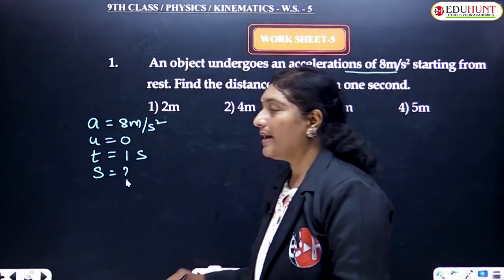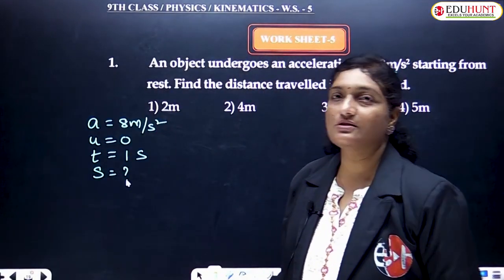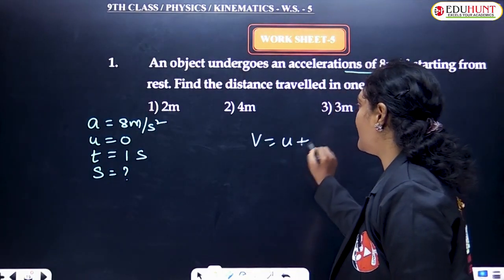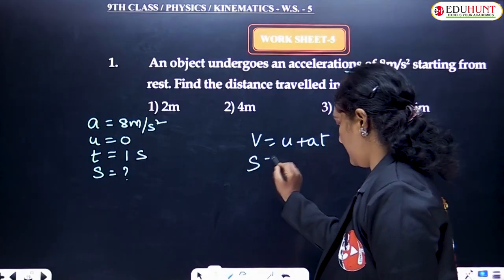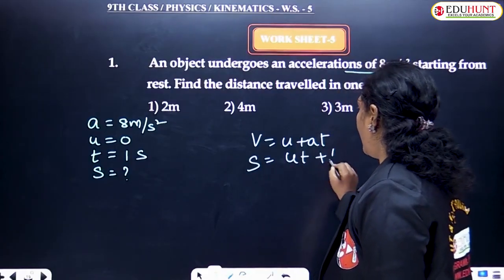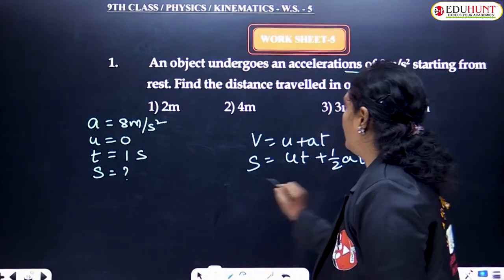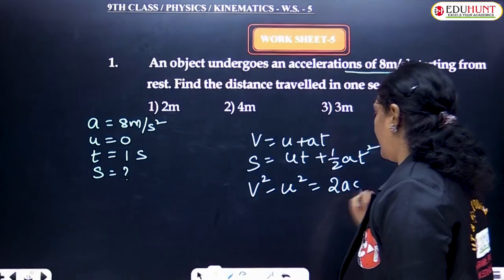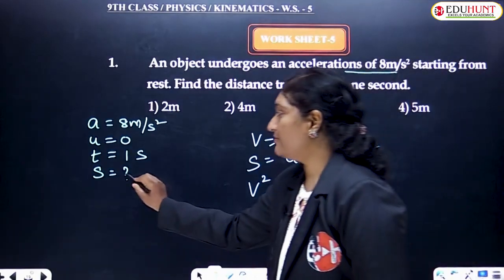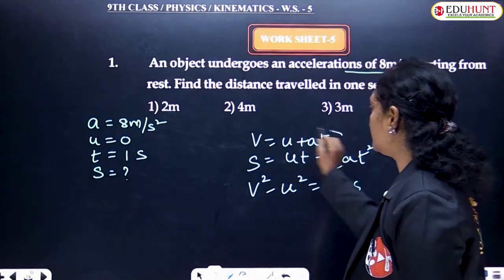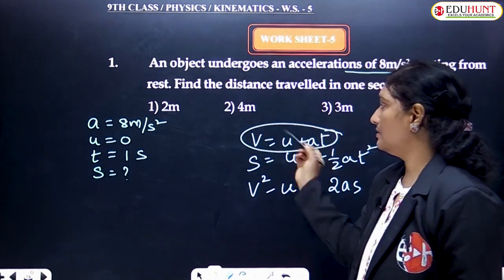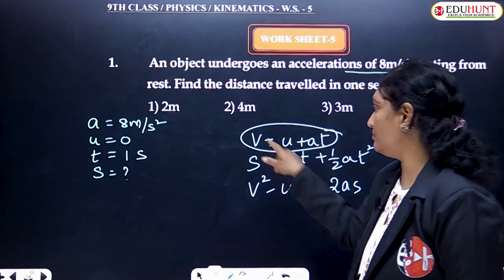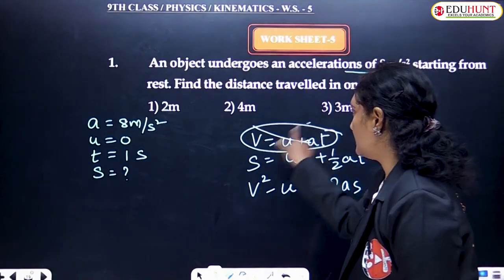So children, we have studied the 3 equations of kinematics. What are the 3 equations of kinematics, children? One is V equals U plus AT. Second one, S equals UT plus half AT square. And V square minus U square equals 2AS. As you are asked to find the distance, in this equation there is no physical quantity of distance S, so we have to exclude this equation.